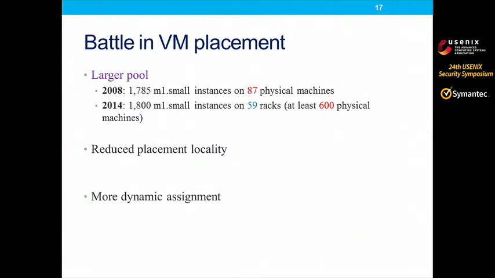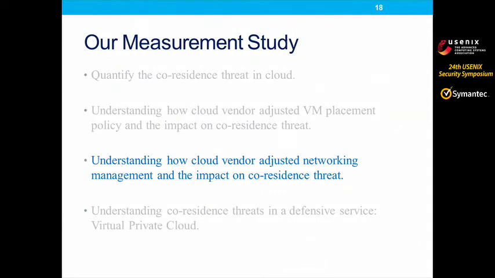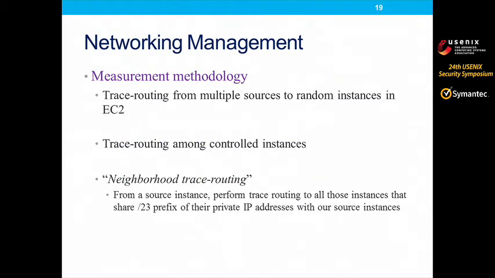And furthermore, we have observed that the virtual machine placement policy might have become more dynamic. First, we have observed very frequent changes in the mappings between public IP addresses and private IP addresses in EC2. And we even observed that instances with different types are placed on the same physical machine. Although this is still a very rare case, according to previous works, this had never happened before. Besides those changes in the virtual machine placement policies, we also investigated the networking management policy because the networking information is heavily used during the process of correlation attacks.